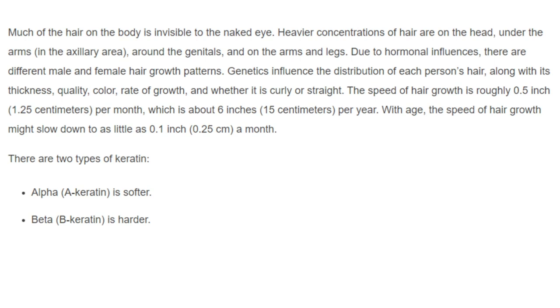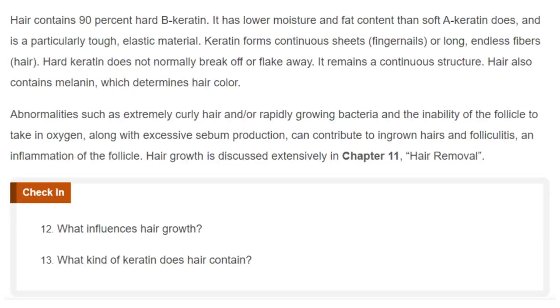There are 2 types of keratin. Alpha, A keratin, is softer. Beta, B keratin, is harder. Hair contains 90% hard B keratin. It has lower moisture and fat content than soft A keratin does, and is a particularly tough, elastic material.